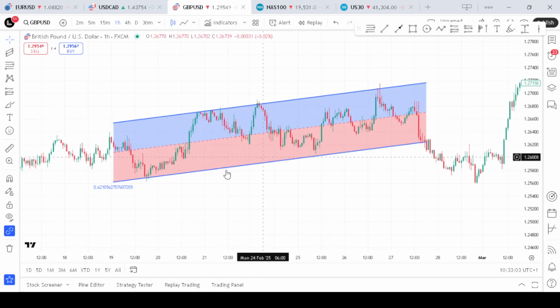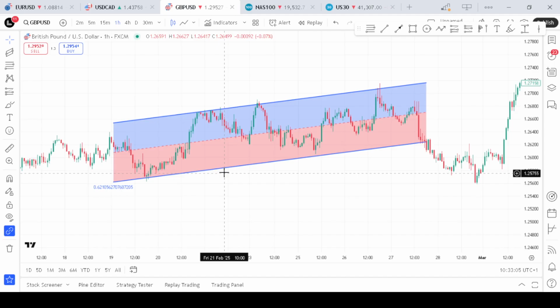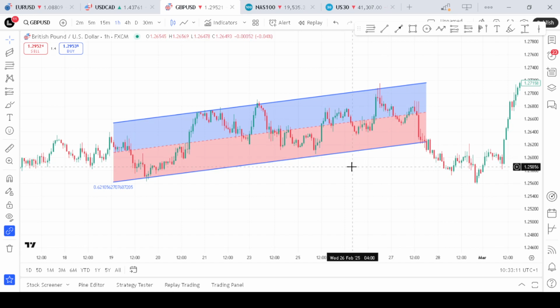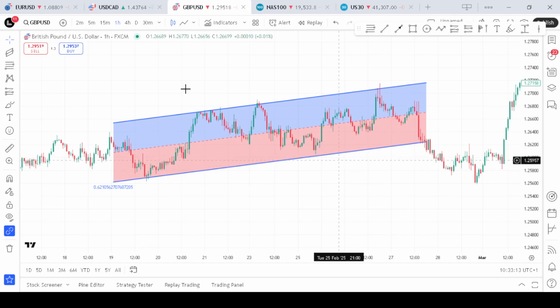As we can see, this channel gives you valuable information about potential support and resistance levels. When price approaches the upper band, it might indicate overbought conditions, suggesting a potential reversal or pullback. Conversely, when price approaches the lower band, it signals oversold conditions and a potential buying opportunity.